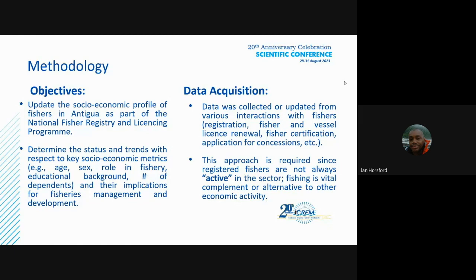In addition to that, it was also recognized that to have a proper picture that is recent, much of us would realize that fisheries is dynamic. By having a licensing system, we are able to get information on what's actually taking place now, as opposed to depending on the socioeconomic information in the registry. Fishers tend to move in and out of fisheries because it tends to be a vital complement to other economic activities.